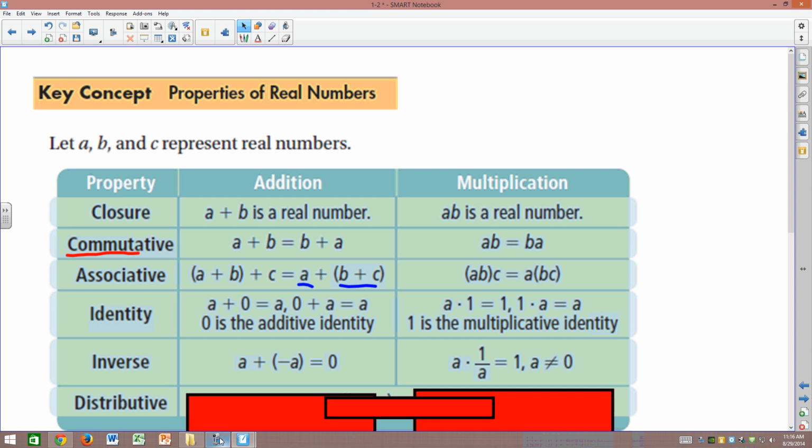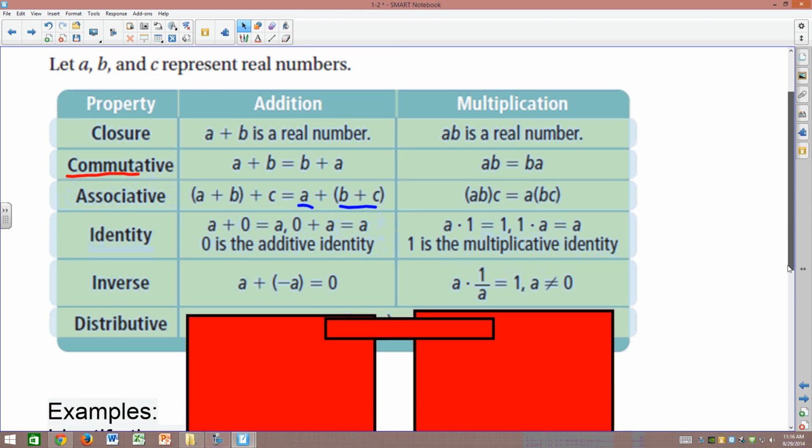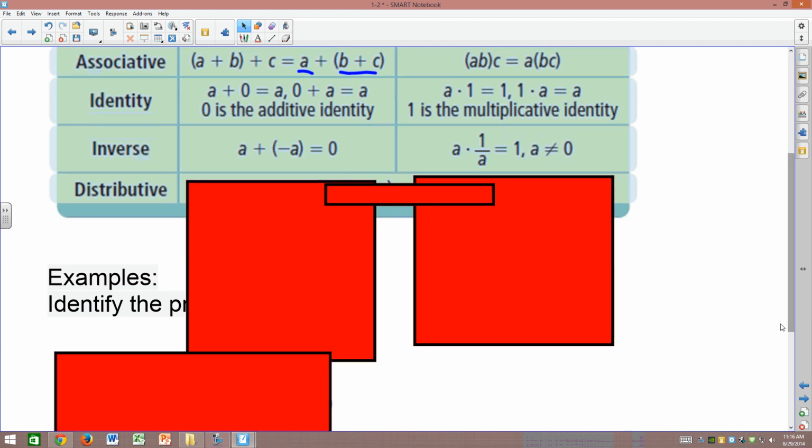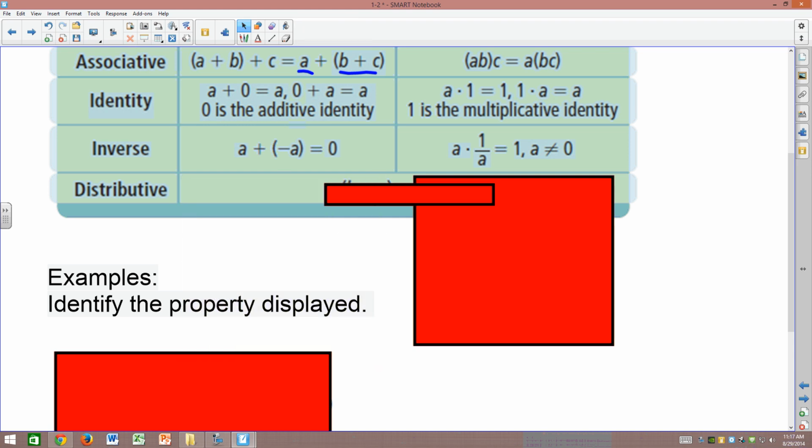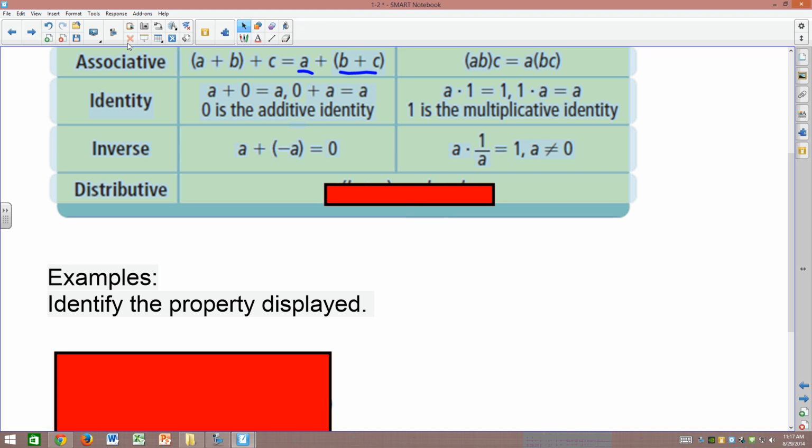Inverse for multiplication is a little bit different. This is multiplying by the reciprocal. So 3 times 1/3 will be 1. So it has to come out to be 1 instead of 0. And make sure you know that number can't be 0 because that does change things. Right. Okay, the last one, it's distributive, but it's not of addition or subtraction.